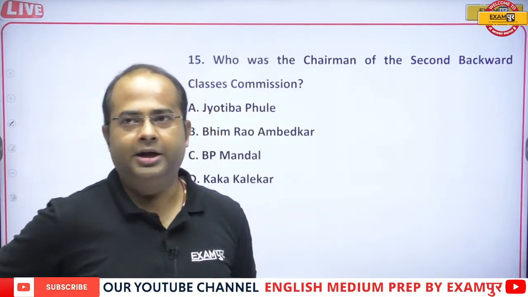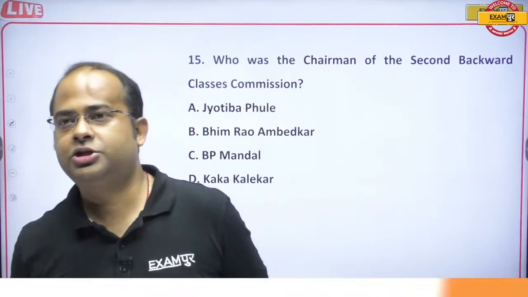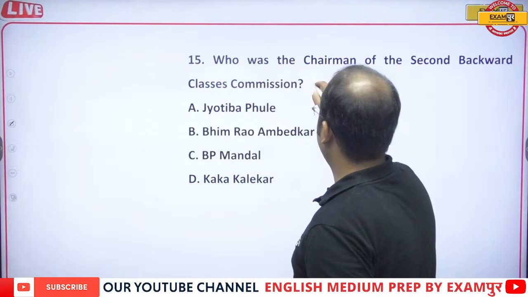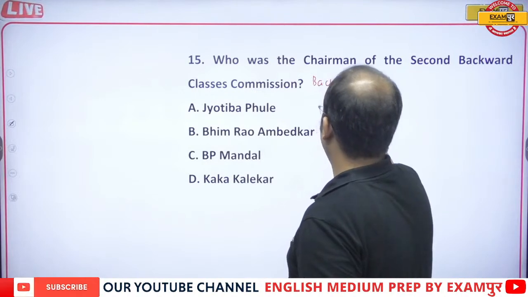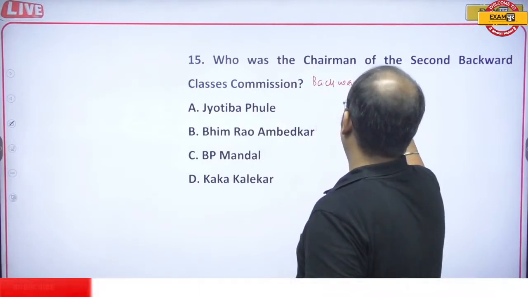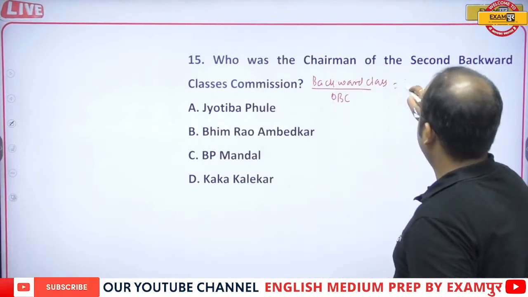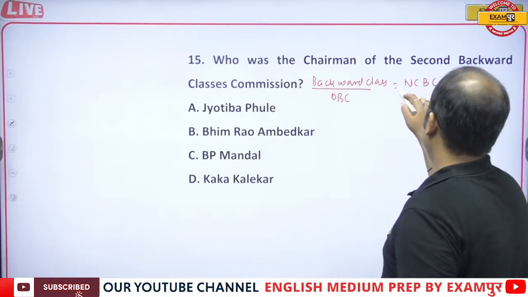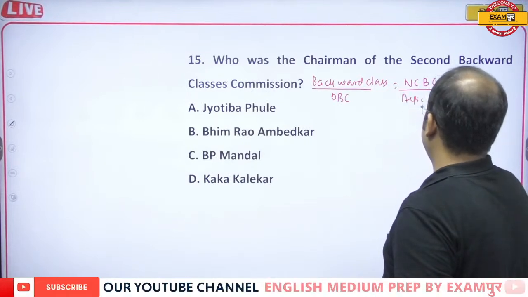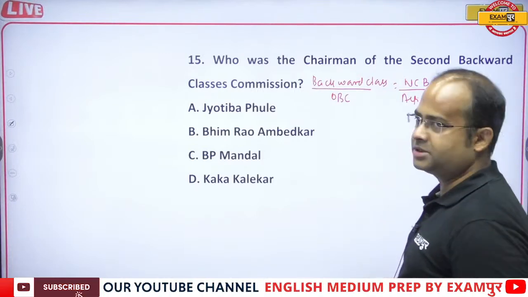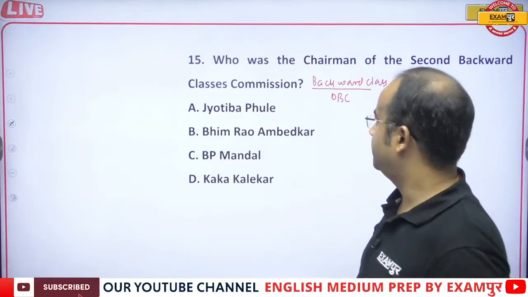So let's see the correct answer. Vijay is saying option C. Sharvani is also going with option C. Guys, if I talk about backward class, that is the OBC community, and NCBC, that is given constitutional status through Article 338B. NCBC is the National Commission for Backward Classes.